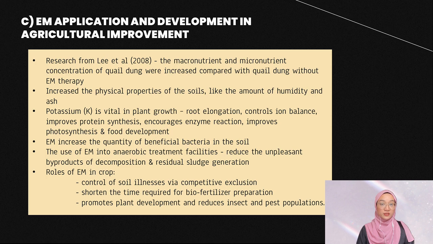Potassium is vital in plant growth as it increases root elongation, controls ion balance, improves protein synthesis, encourages enzyme reaction, improves photosynthesis and food development. Some of the roles of EM in crops are control of soil diseases via competitive exclusion, shortening the time required for biofertilizer preparation, and promoting plant development and reducing insect and pest populations.